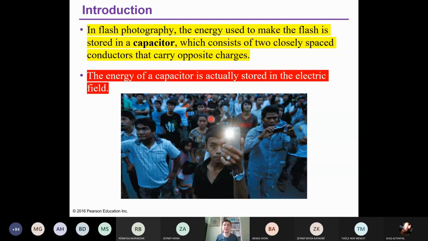So we will discuss all these things, energy storage in capacitors and how to release this energy and how to store this energy, and what is the relation between energy and electric field stored in capacitors.